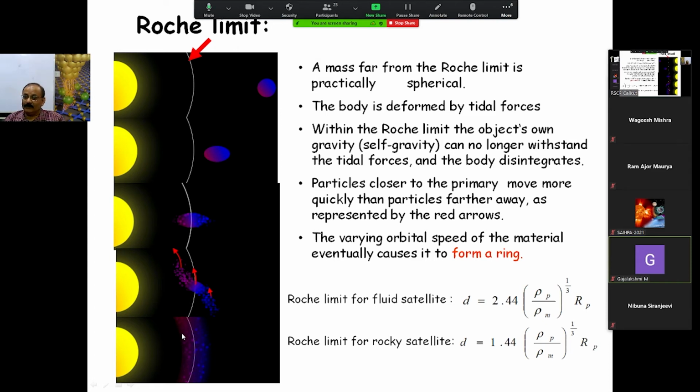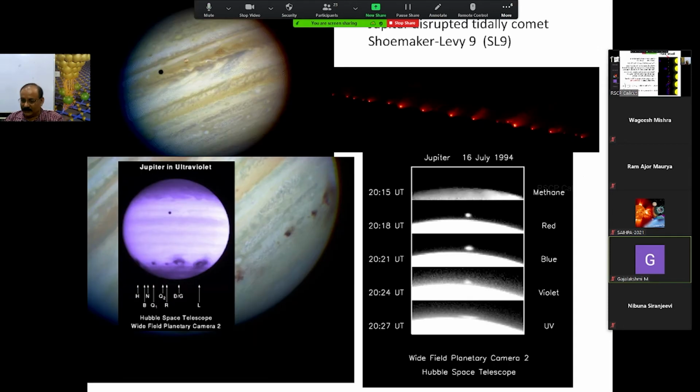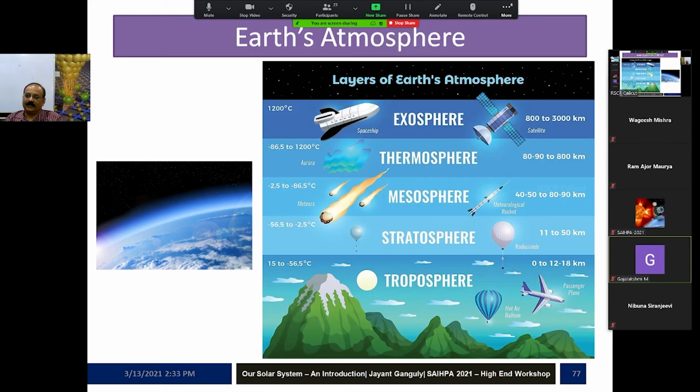But then you can ask, can't any object move inside? It depends on the size of the object also. If the object is very small, like our spacecraft, it will not fracture, because the difference in force may not be appreciable enough to break it. It depends on the size of the objects, and this is responsible for many things. We have seen that the Shoemaker-Levy comet crashed and ultimately fell on Jupiter due to this particular effect. And next we move on to discuss our atmosphere.